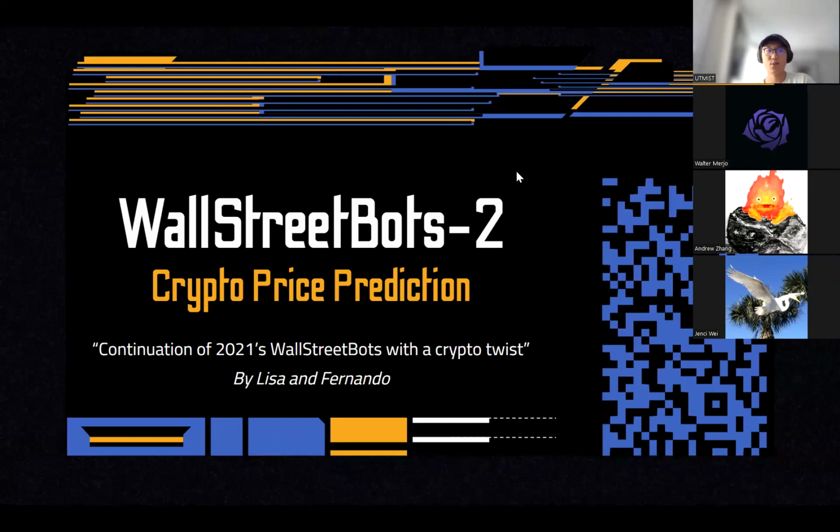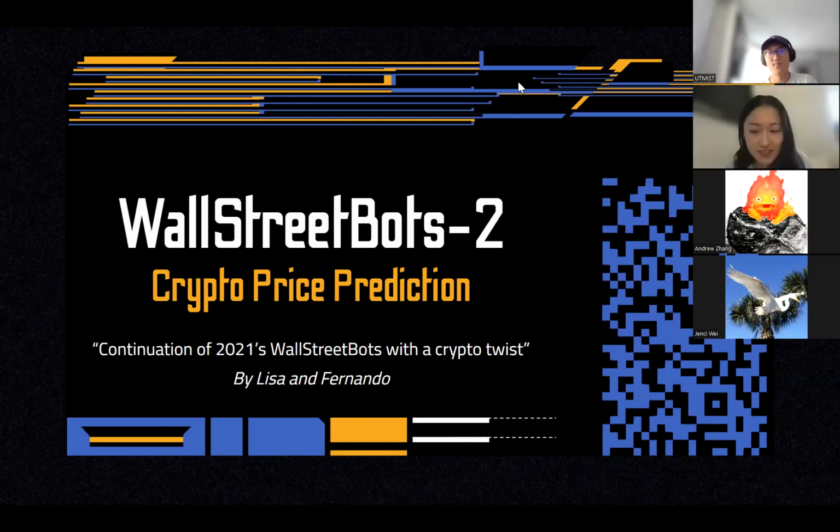But yeah, those 4 projects are the new ones this year, initiated by UTMIST project directors. And the following 3 projects will be continuations of projects carried on from previous years that are really mature and have a great architecture. So let's start off by having Lisa and Fernando for the second version of Wall Street Bots. Hi, everyone. Can you hear me?